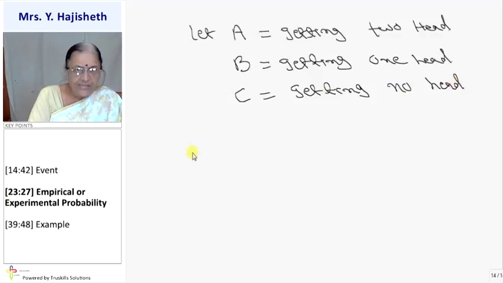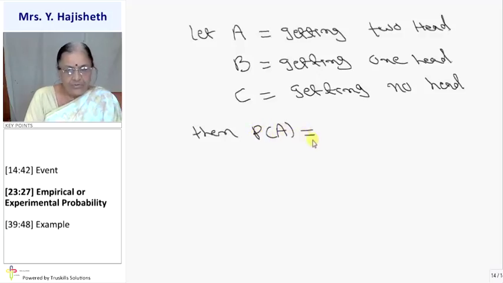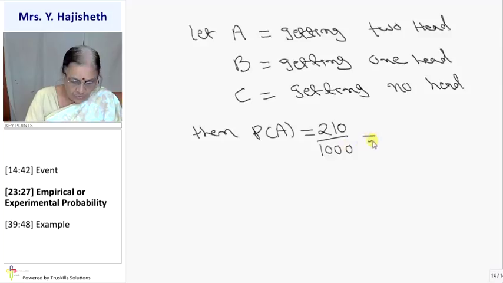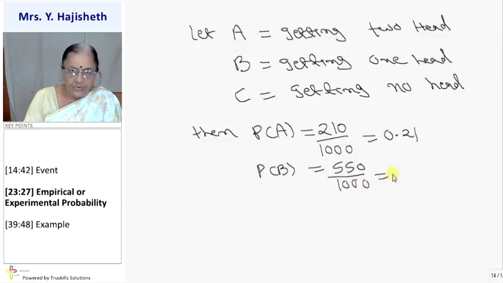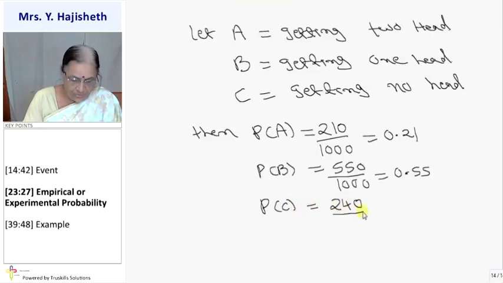So PA will be what? According to the numerical or experimental definition, PA is 210 by 1000. So it is 0.21, okay? PB can be 550 upon 1000. So it is 0.55. And PC is 240 upon 1000. So that is 0.24. These are compound events, okay? They are not elementary events.